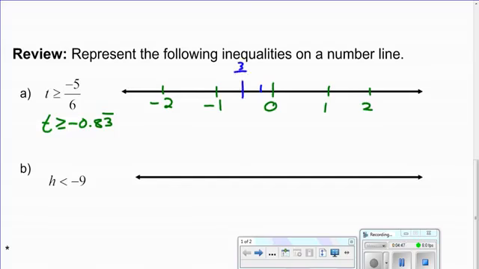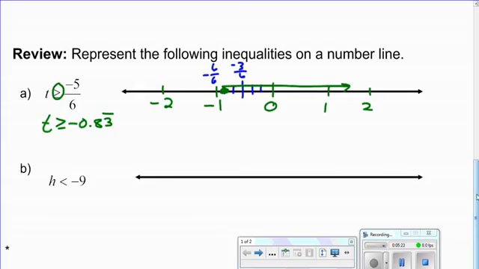Halfway would be 3 sixths. So 1 sixth, 2 sixths, 3, 4, 5, and then -1 would be -6 out of 6. So this is -5 out of 6. The inequality includes equal, so we can make a closed dot at -5/6, and it must be greater. If we're talking greater values, the inequality must go to the right. That means t can be 0, t could be +1, +2, t could be -3/6. Any of those values work.